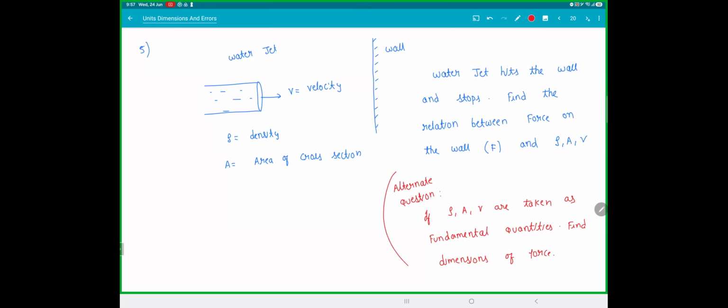Yeah, so let's get this. In case you're wondering, this is how you start. Force is proportional to rho power x, A power y, and V power z. Then you know the story. Get it?